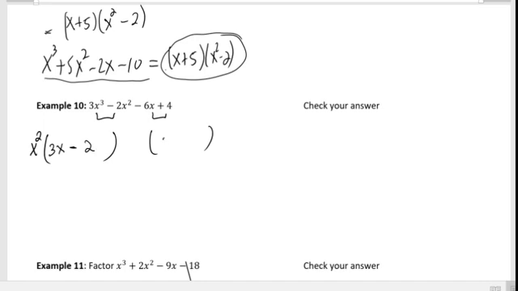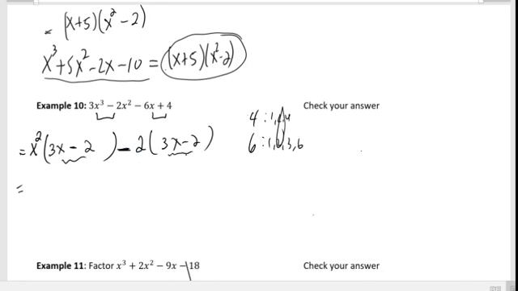And then on this side, our trick here is that we want to have the same thing. So if we look at 4 and 6, what they have in common is going to be a 2. So I'm going to write my 2 in the front. And now 2 times 3x gives me a positive 6x, but I want it to be negative, so I'm going to have a negative here. So negative 2 times 3x is negative 6x. Negative 2 times negative 2 is a positive 4.